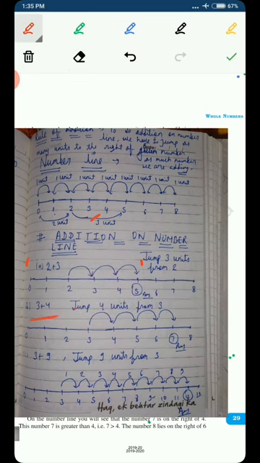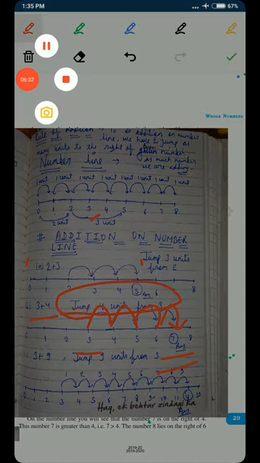Suppose we have to add 3 and 4. What we will do? We will start from the 3 and we are adding 4. So we have to jump 4 units from 3. We'll start from 3 and we will jump 1, 2, 3 and 4 units. Where we reach? We reach at 7. So 7 is the answer.